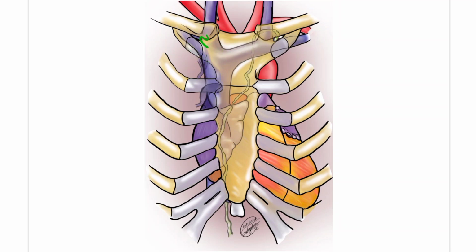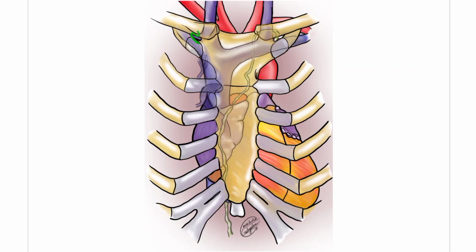Then the SVC, or the superior vena cava, enters the fibrous pericardium behind the right second costal cartilage, and the SVC drains into the right atrium at the right third costal cartilage.